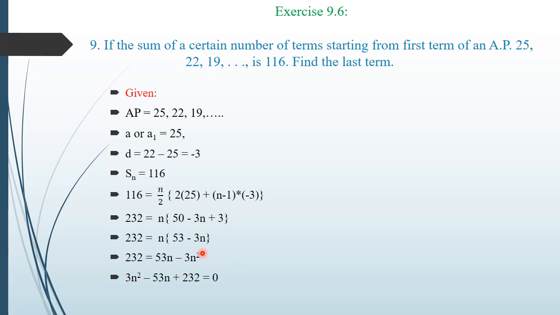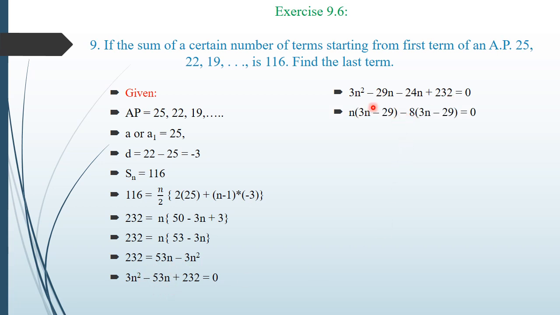Further, I'll bring all the terms to one side. Therefore, bringing minus 3n square to the left side, it becomes plus 3n square, and bringing the 53n to the left side it will be minus 53n, plus 232 equal to 0. Now solving this quadratic equation, 3n square minus 53n plus 232. We are going to split this minus 53 in such a manner that after multiplying we get the product of these two terms, that is 232 into 3. That much product I should get, and their sum should be equal to minus 53n.